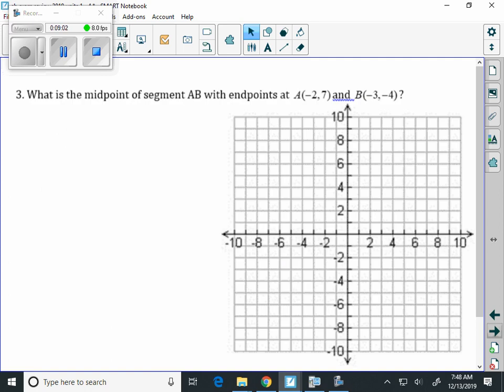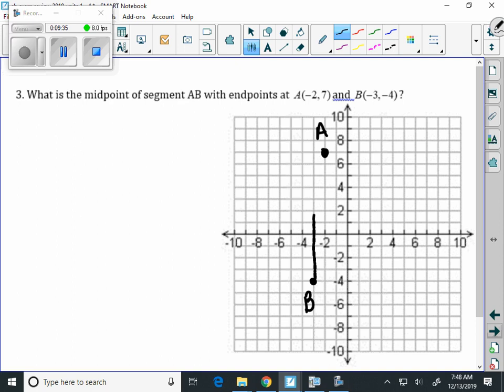Number 3. What is the midpoint of the segment AB with endpoints -2, 7 and -3, -4? And first of all, what we're going to do is draw in these points. -2, 7. Here's A. -3, -4. Here's B. And I'm going to start at B, and I'm going to draw a triangle in, so to speak. I didn't completely draw the triangle, but that's okay.